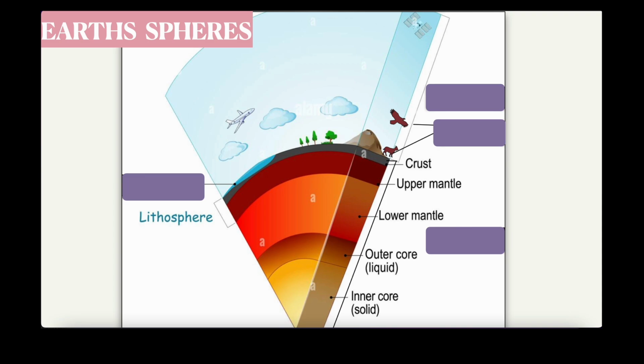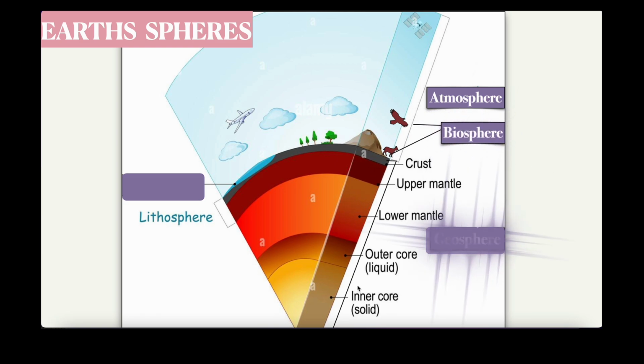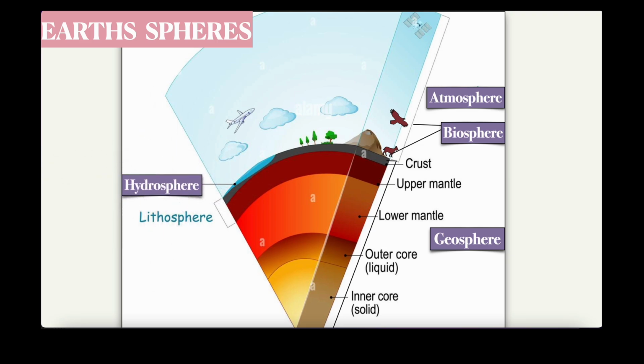So, we saw that there are four different types of Earth spheres, yes? This would be the atmosphere; anything living, the living animals, the birds would be the biosphere; the layers of the earth would be the geosphere; and the water content in the earth would be the hydrosphere.